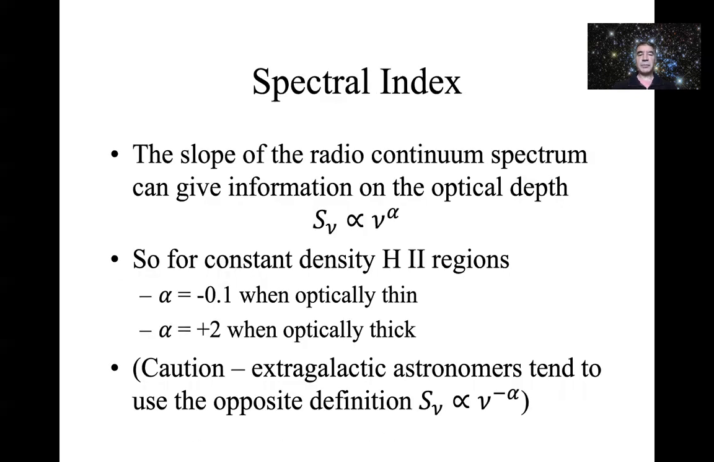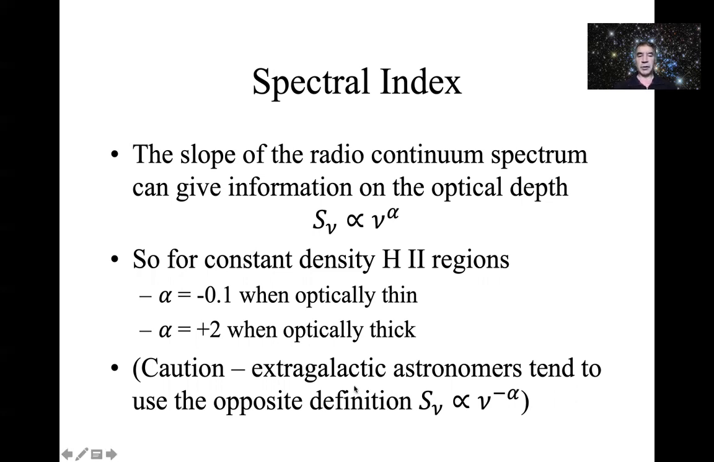So in an ideal constant density H2 region, alpha would be minus 0.1 when it's optically thin and plus 2 when it's optically thick. Okay, so by measuring the radio spectrum at different frequencies, you can work out whether you're optically thick or thin, and then you can use the right formulae accordingly to try and derive physical parameters for your object.